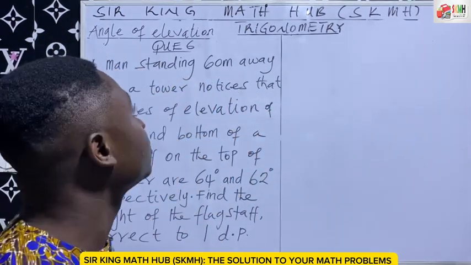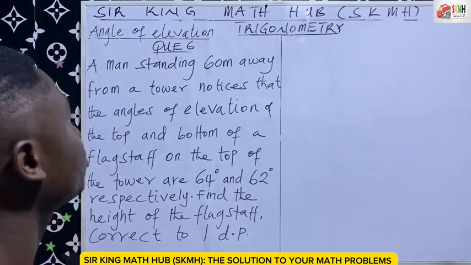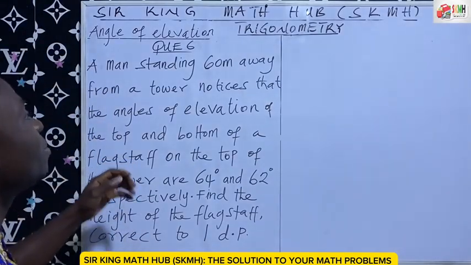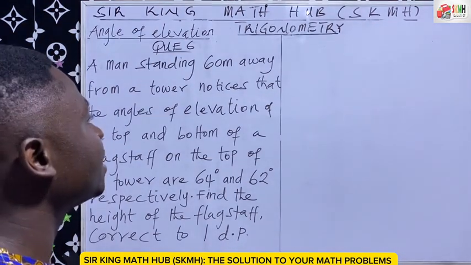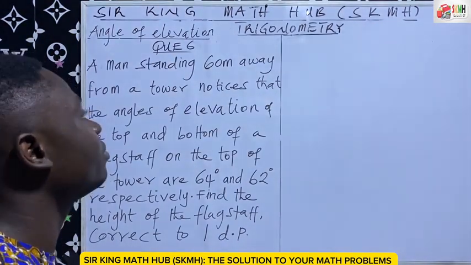Still on trig, angle of elevation. Question 6. A man standing 60 meters away from a tower.